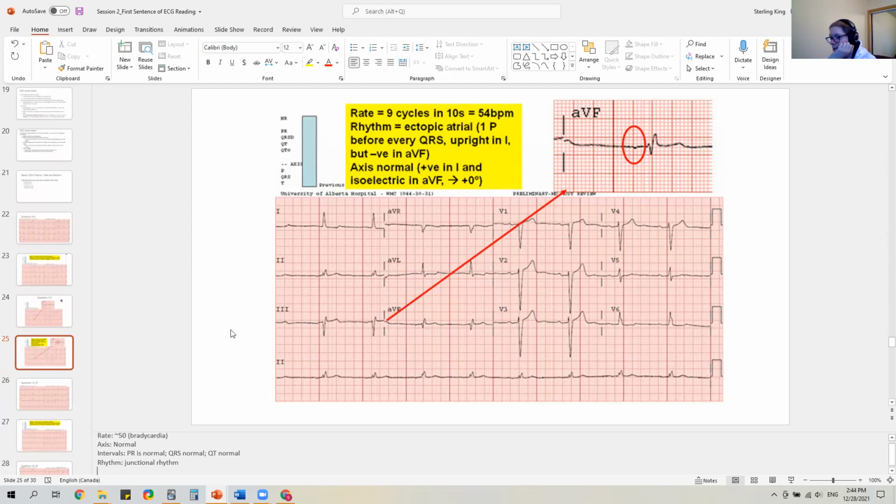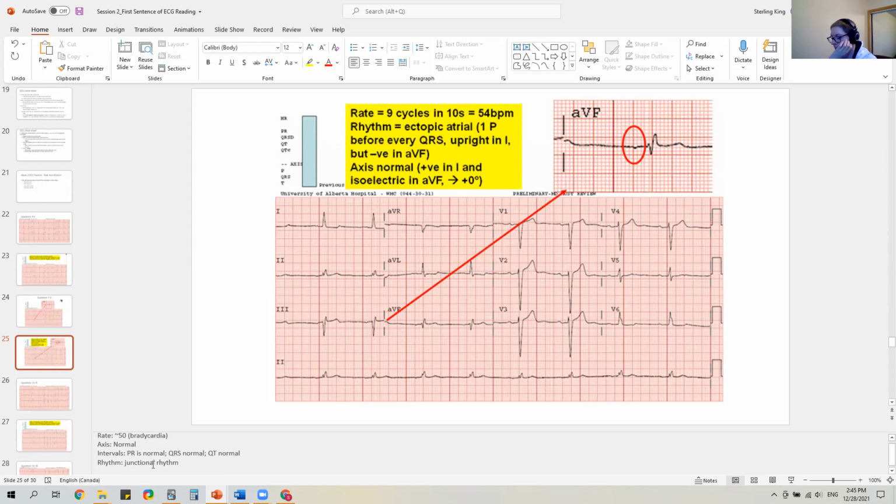So rate, all right, it was over 10 seconds. So they must have added one there. So it's about 54. I said about 50. So it's definitely a bradycardia. Axis. With the axis, we had up and pretty well up. So I said normal axis. Axis is normal. Yeah, so that's good. Intervals, not really talked about. I said rhythm.